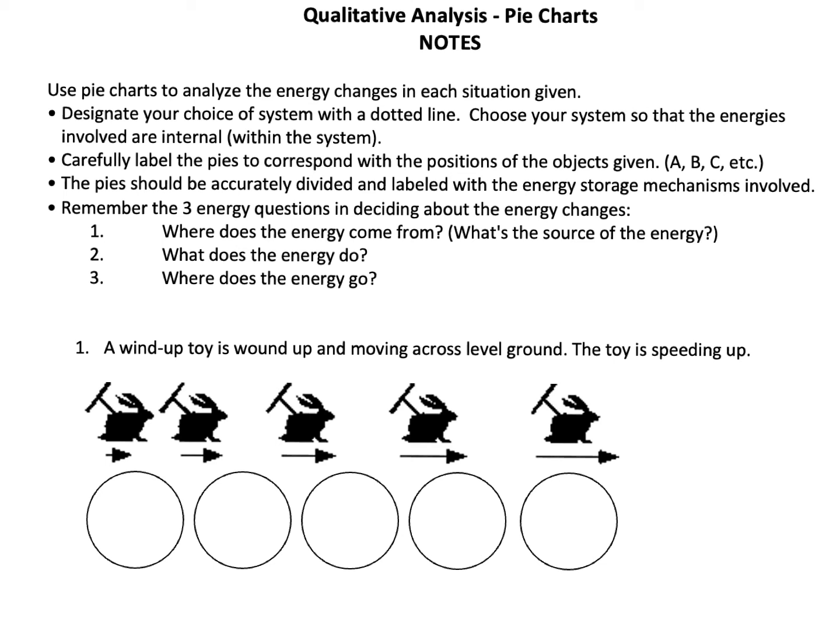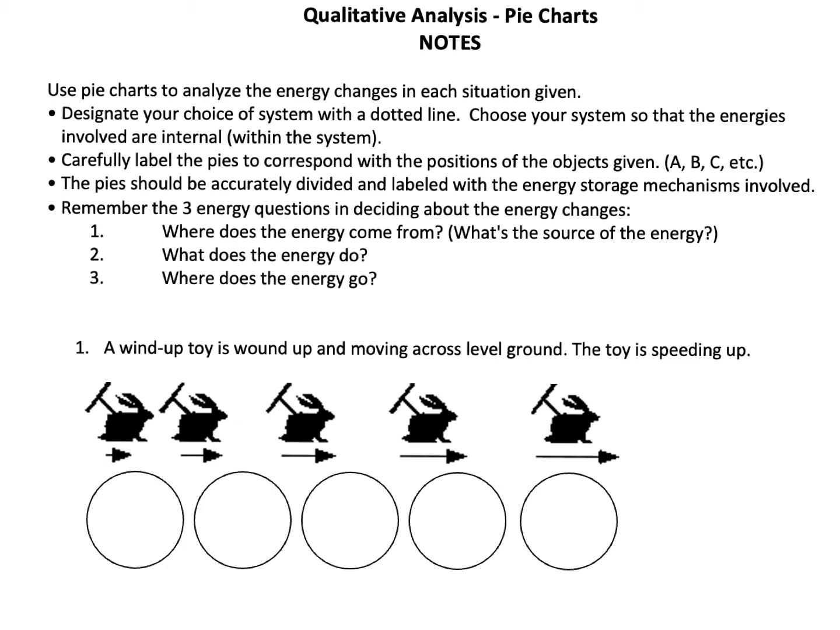This is more of a qualitative way of showing energy. We don't care so much about exactly how big each pie section is, just is the kinetic energy increasing or decreasing? Is the gravitational energy increasing or decreasing? And relatively, how much of each there is. So is there more gravitational energy at a certain spot, or is there more kinetic energy at a certain spot?